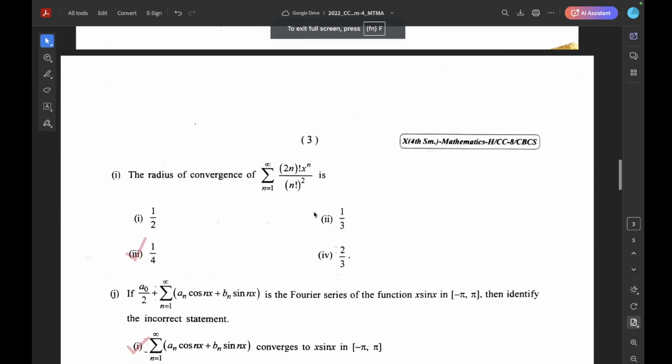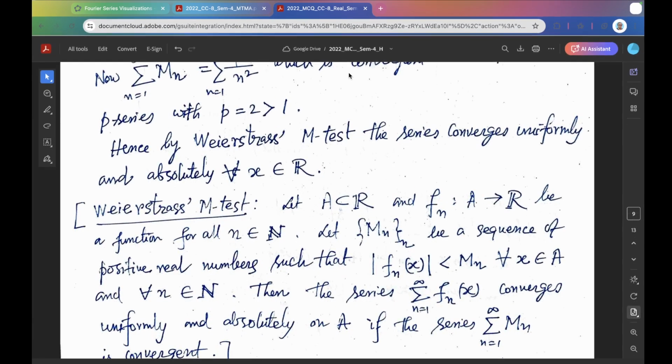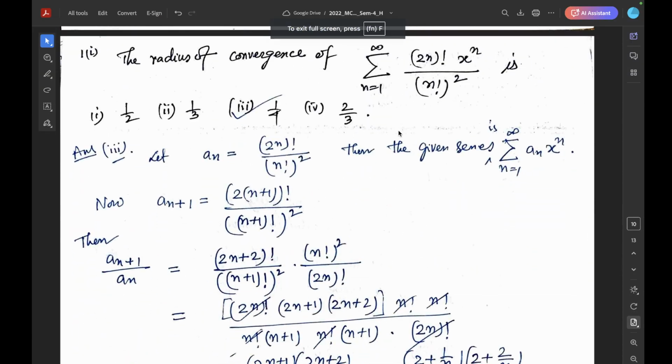Next question, I. The radius of convergence of the series summation n equal to 1 to infinity twice n factorial x to the power n by n factorial square is, the correct option is 3. Let an equal to twice n factorial by n factorial square, then the given series is summation n equal to 1 to infinity an x to the power n. Then an plus 1 equal to 2 into n plus 1 factorial by n plus 1 factorial square.